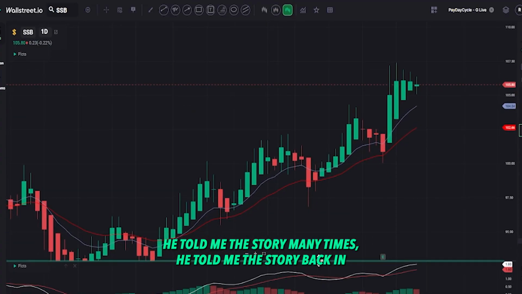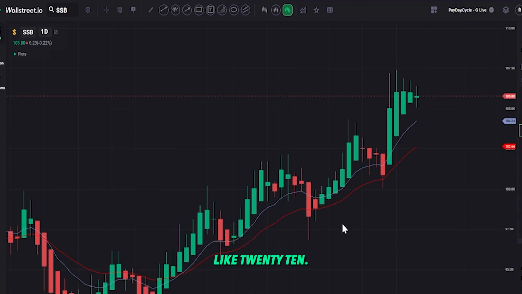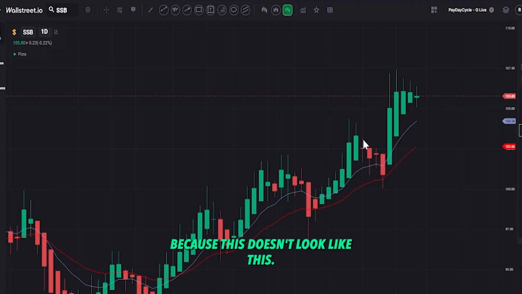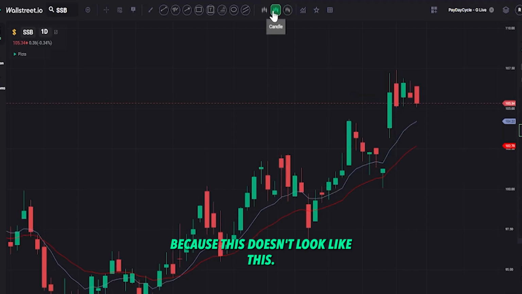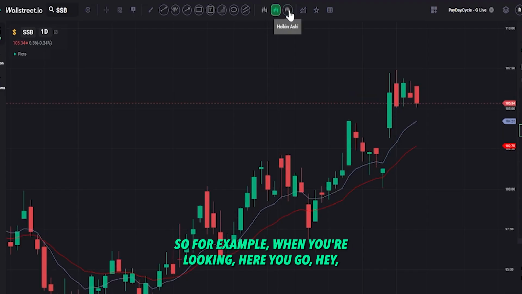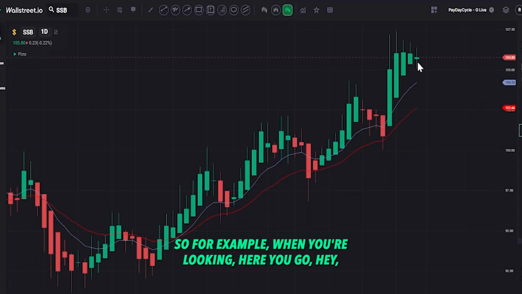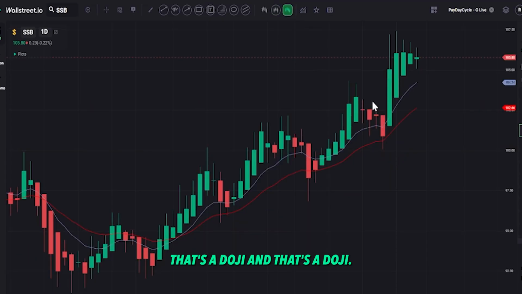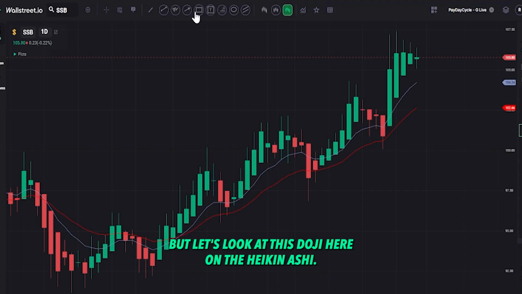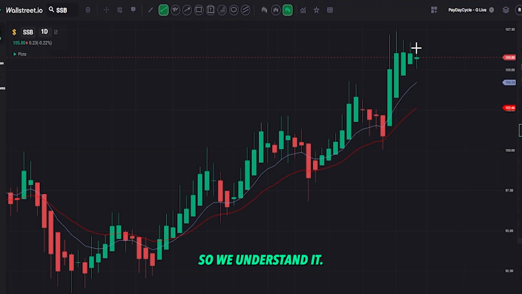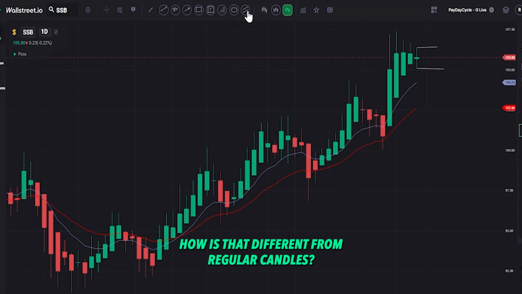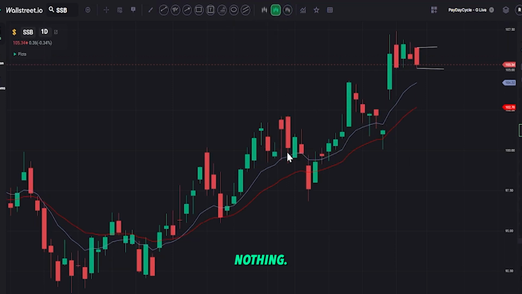And when Micah saw this, I'm guessing, because he told me the story many times, back in like 2010, he said, what is this? Because this doesn't look like this. So, for example, when you're looking here, you go, hey, that's a doji. And that's a doji. But let's look at this doji here on the Heikin Ashi so we understand it. Here's the high. Here's the low. How is that different from regular candles? Nothing.